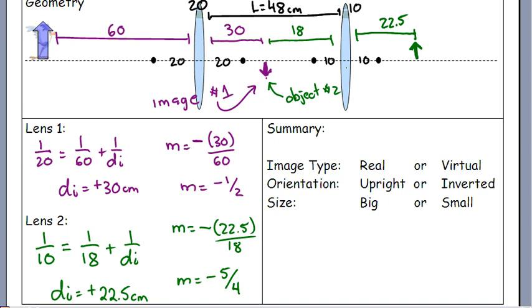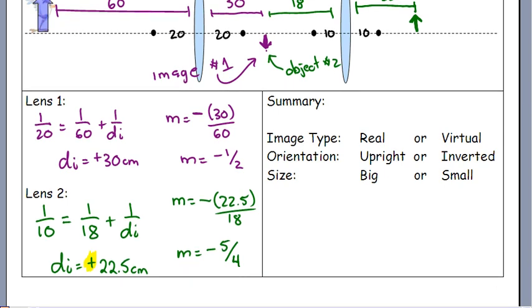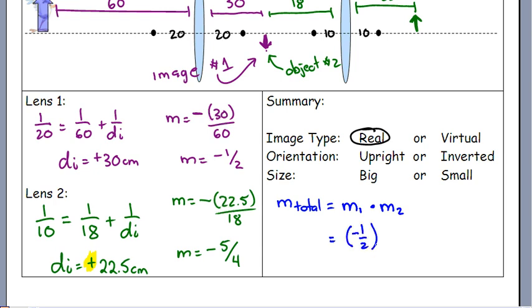Okay, overall, when we were finished, we get this nice positive value for our last image distance. So that's telling me that this whole story is actually going to make a nice real image. There's a neat little thing you can do with the magnifications. If we want to find the total magnification, we can just take magnification 1 and multiply it by magnification 2. So here we could go negative 1/2 multiplied by a negative 5/4, and we end up with positive 5/8.